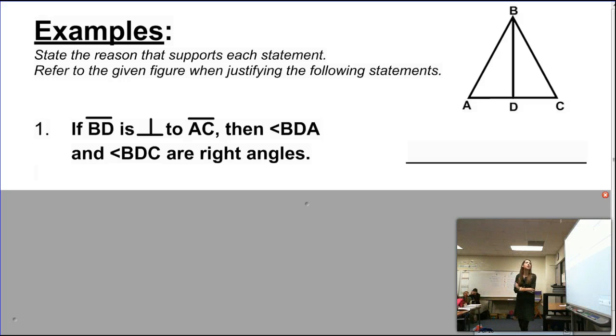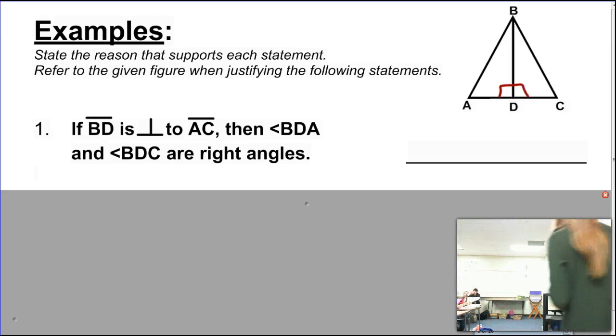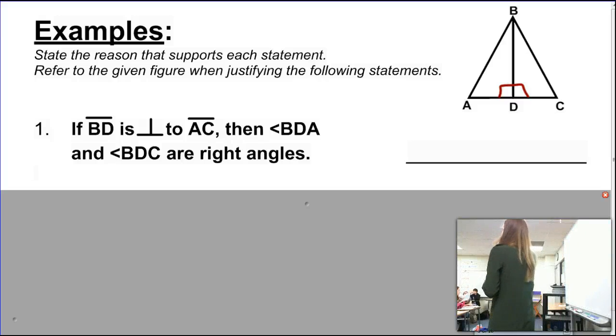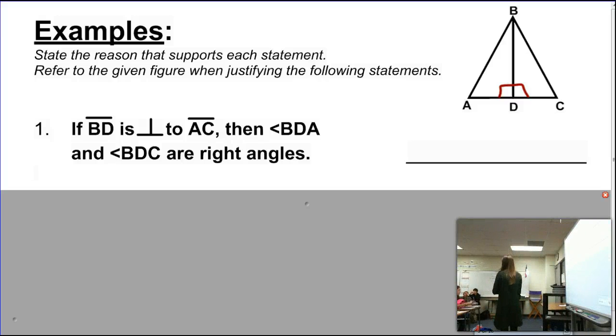So, the first one is, if BD is perpendicular to AC, then angle BDA and angle BDC are right angles. True. You don't say true or false, because these are all true. I promise they're true. You have to tell me why they're true. So look at your list of 45 and pick one of them.